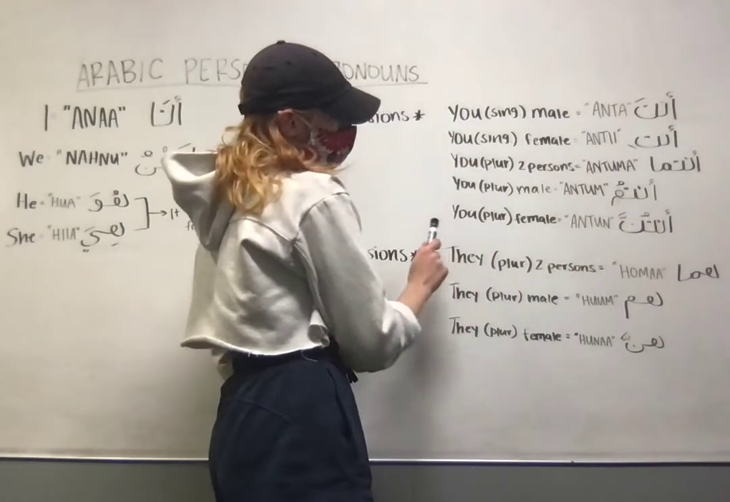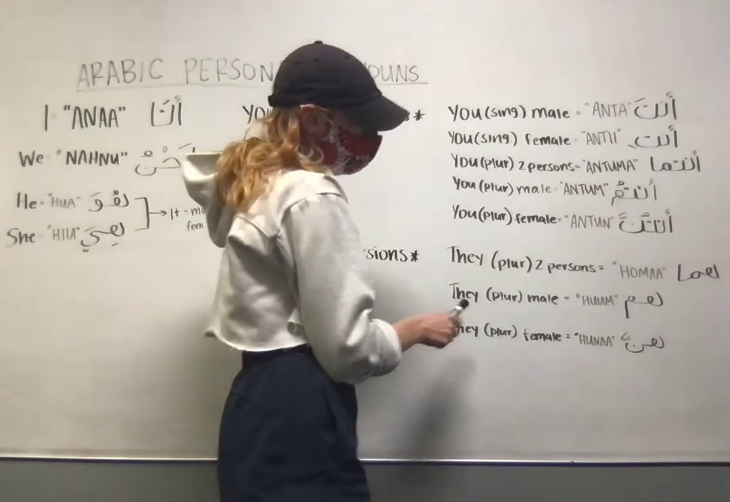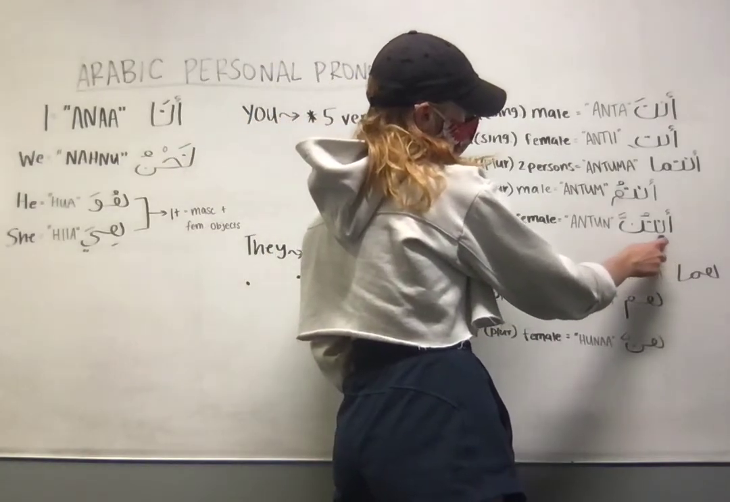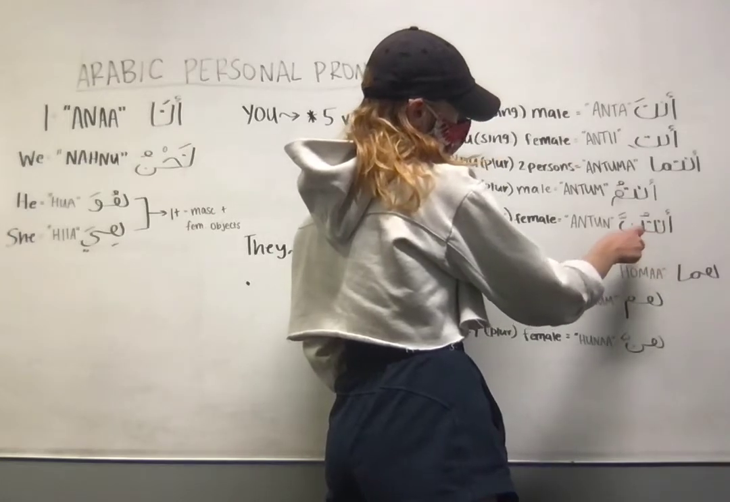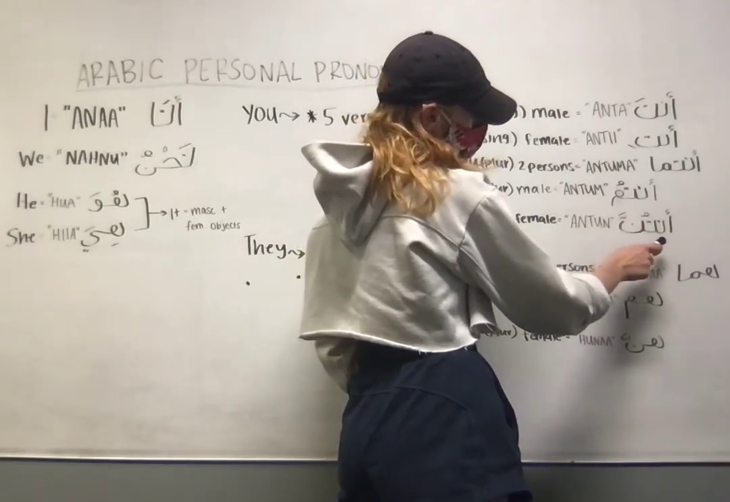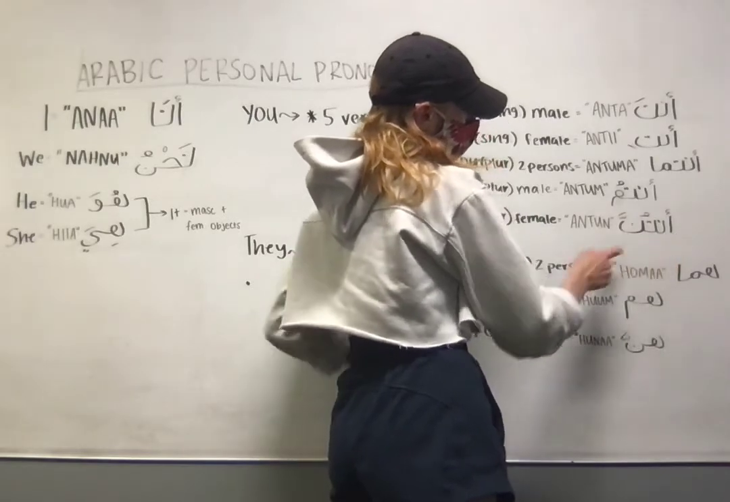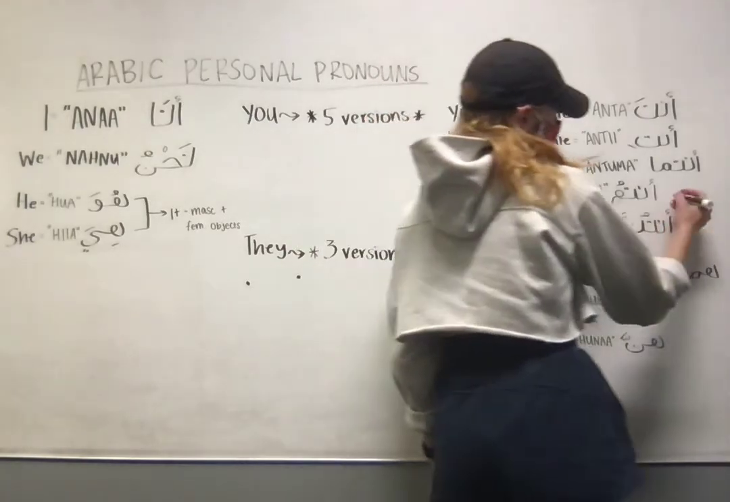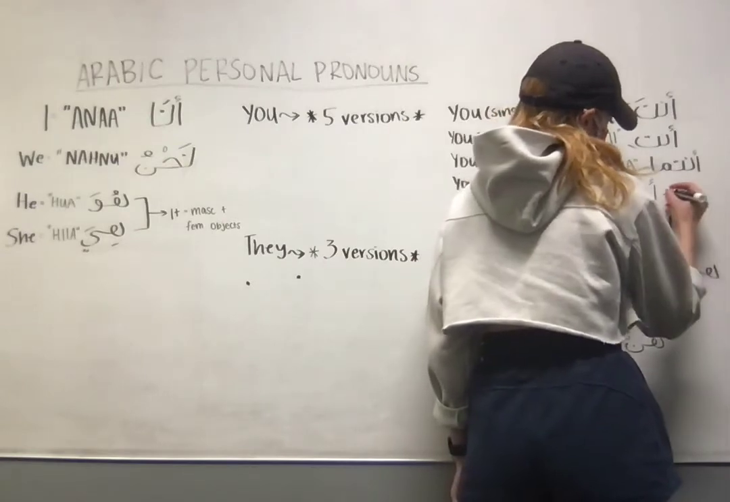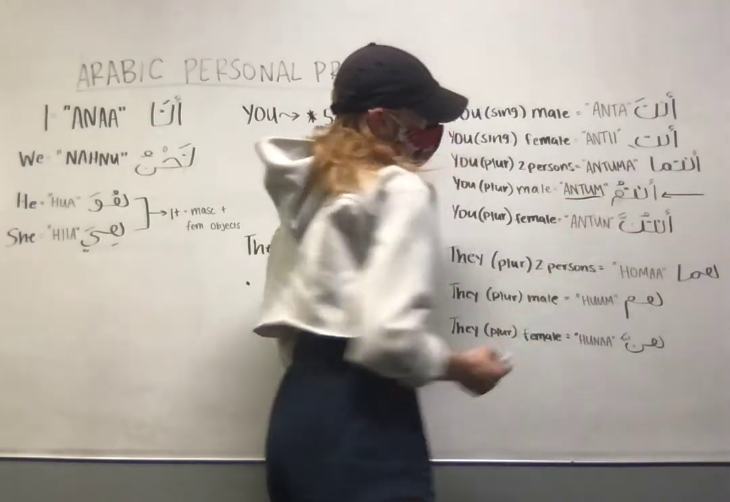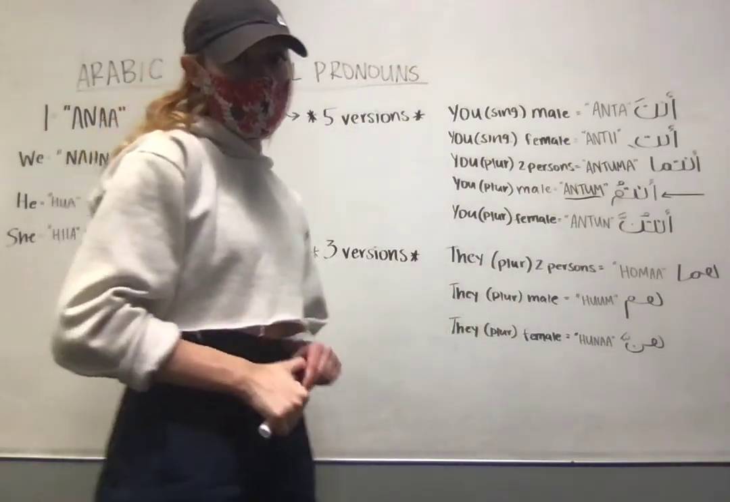And then if you're talking to just a group of females, it'd be antunna. So it'd be alif, na, ta, na. We have that little squiggle on the top again, so it'd be u. And then that ending right there, so antunna. If you had a group of male and female, then this is the version that you would be using. So antum for both male and female.